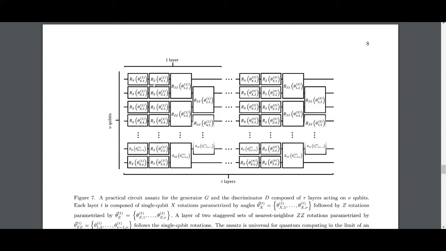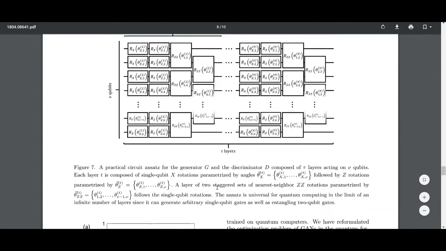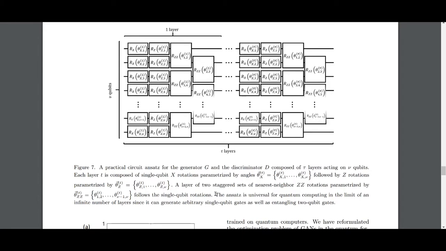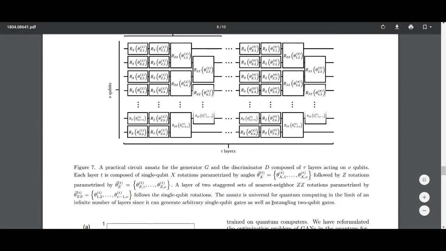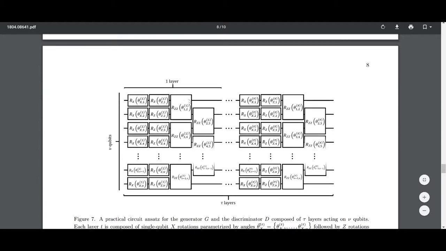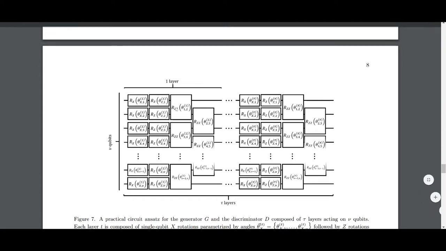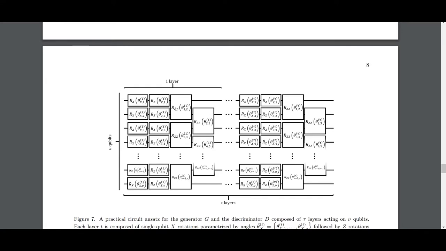And the RZZ, I think, is just a control rotation. What it says here is that, basically, this allows for entangling two qubits. So the concept here is that with this layering concept, you're basically allowing to construct any random gate, and also to create entanglement. And so that is actually pretty neat.